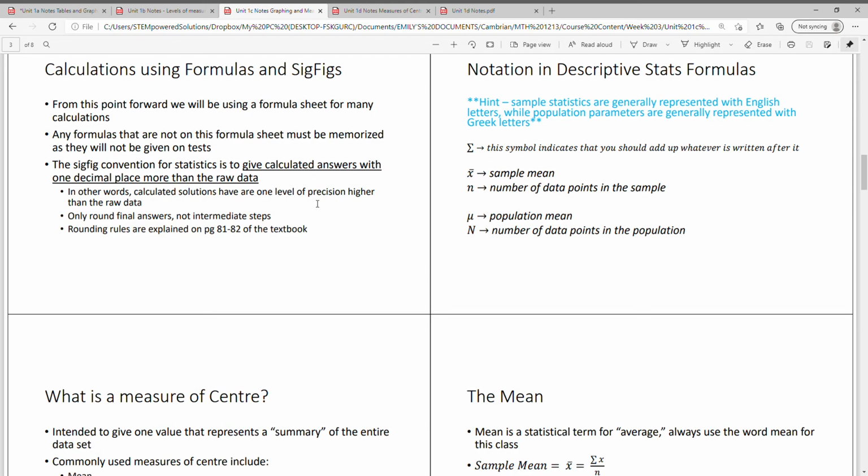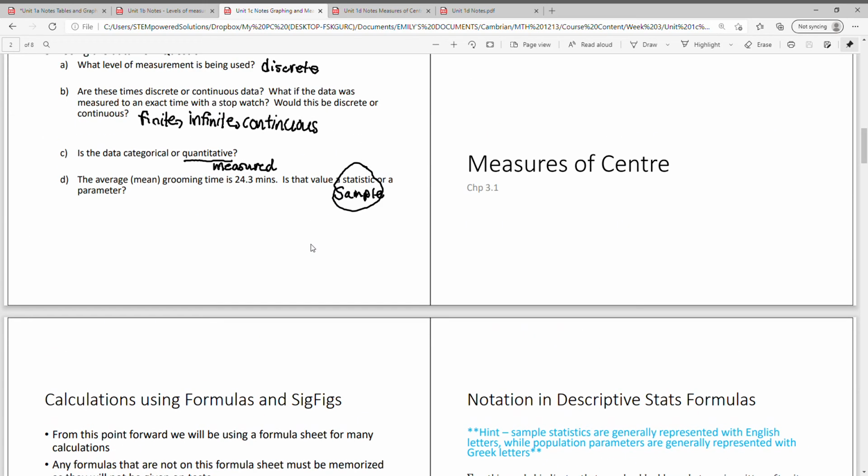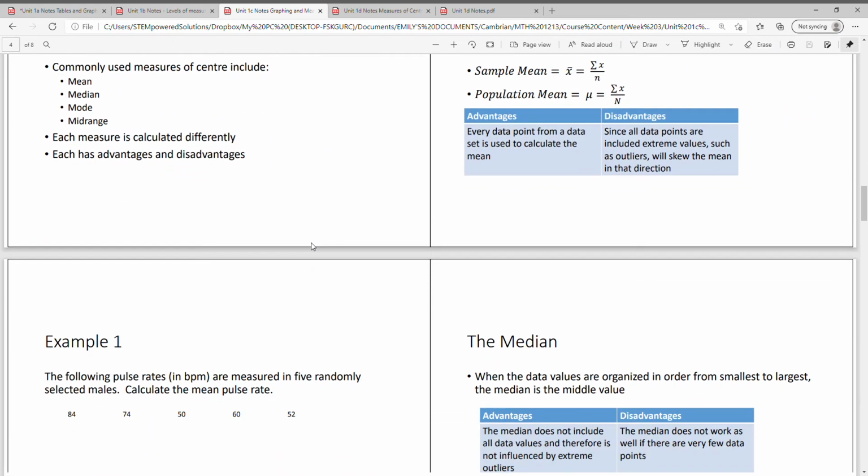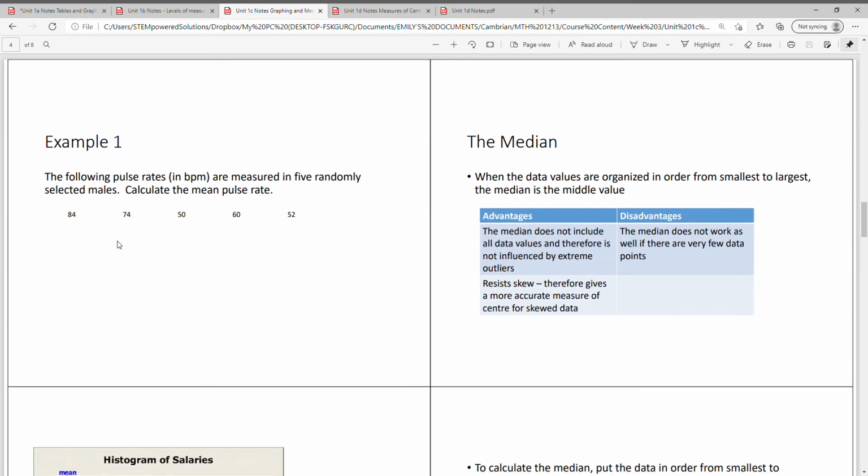In this video, we're going to go over the solutions to the measures of center section in the notes. So to start off, we're going to look at the mean. Example number 1. The following pulse rates are measured in 5 randomly selected males. Calculate the mean pulse rate.